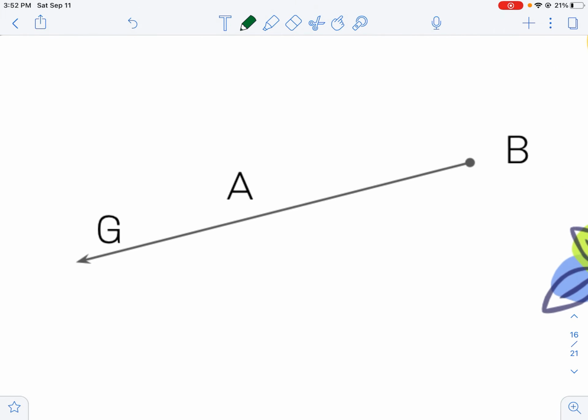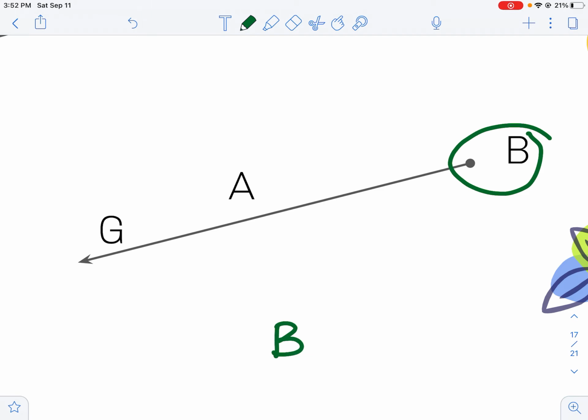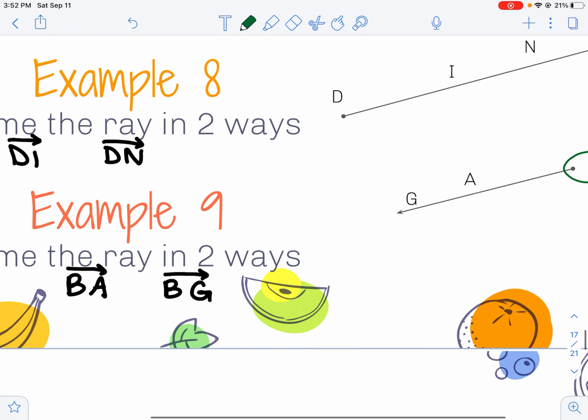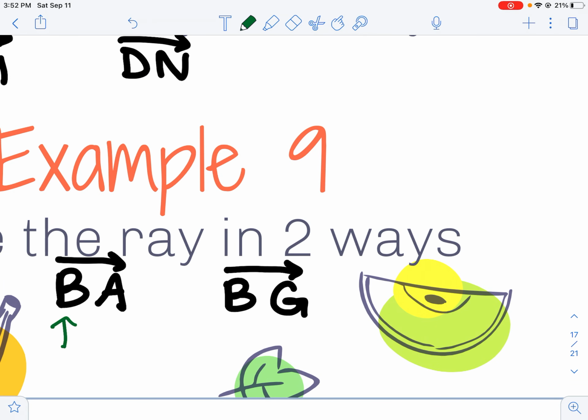In example 9, sometimes kids are like, oh, the endpoint's over here and it's pointing towards the left, so I'm going to name it like this and have my ray going that way. But we don't do that because the English language doesn't read that direction, and so it gets really confusing. Okay, your endpoint still goes first on the left, and then on the right you've got any other point, and your ray still points to the right.